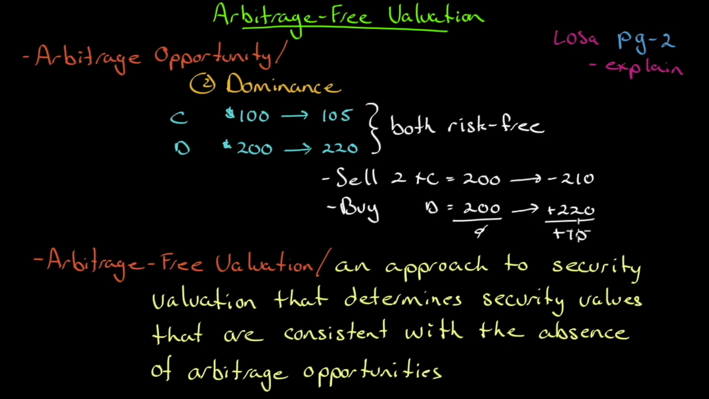So, arbitrage-free valuation. Now that we have an idea of what arbitrage is, what is arbitrage-free valuation? This is a process by which we value a bond such that there are no arbitrage opportunities left, and we say that is the value of the bond. Because if there were arbitrage opportunities left, forces would come into play on that opportunity, negating it, but also changing the price until it doesn't exist anymore. So we just say, let's go right to the price where no arbitrage opportunities exist. It is an approach to security valuation that determines security values that are consistent with the absence of arbitrage opportunities.